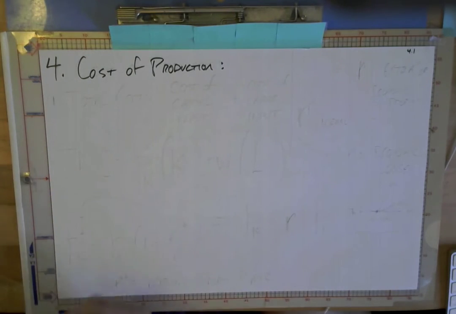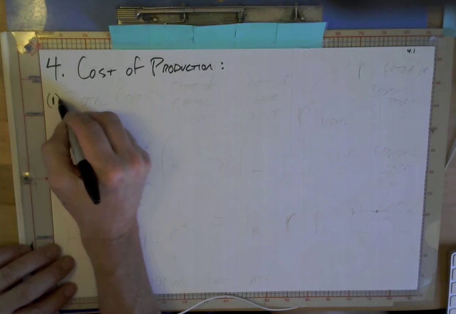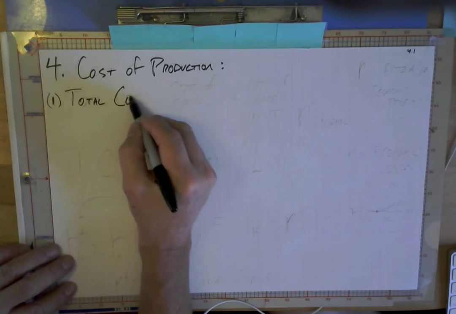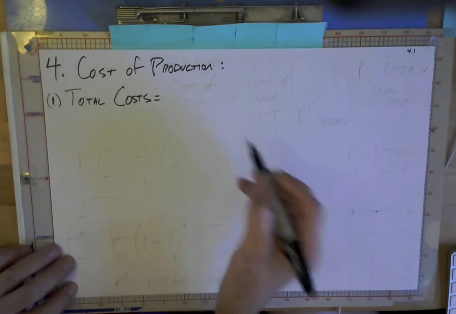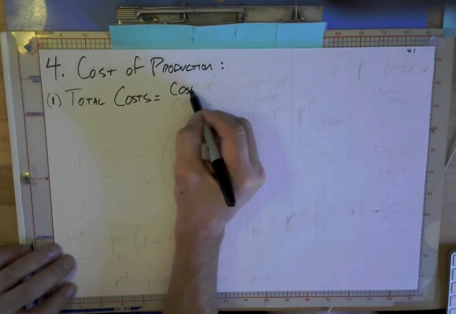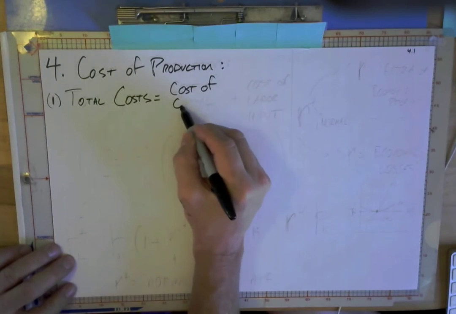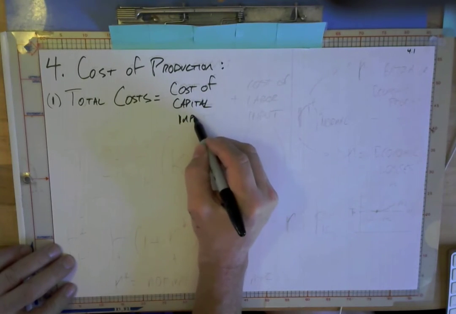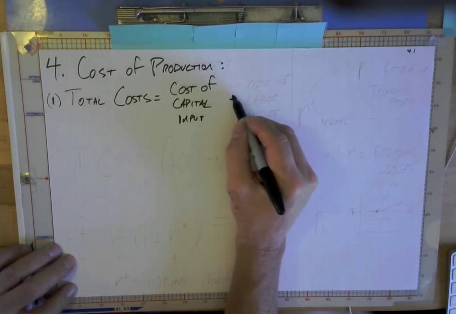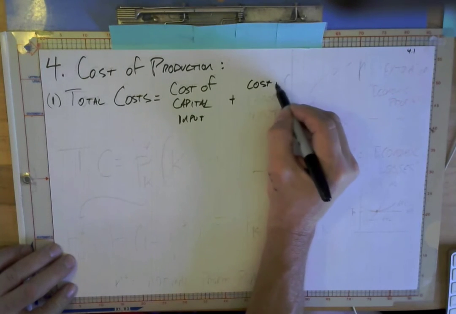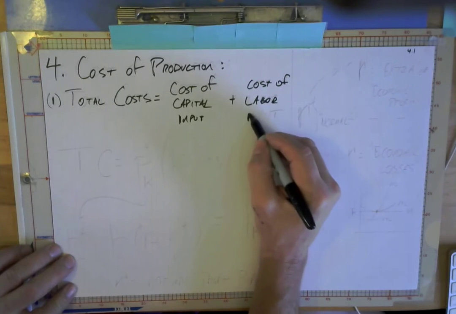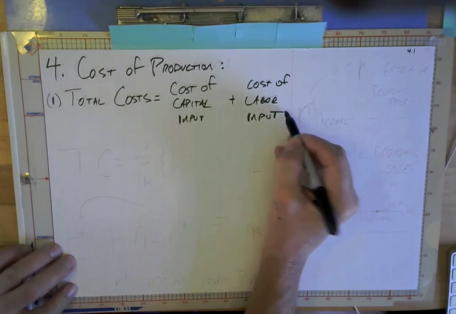Okay, so we define our total costs. This is going to be the total cost of our production function. The total costs are going to be equal to the cost of the capital input, and you're going to add that to the cost of the labor input.